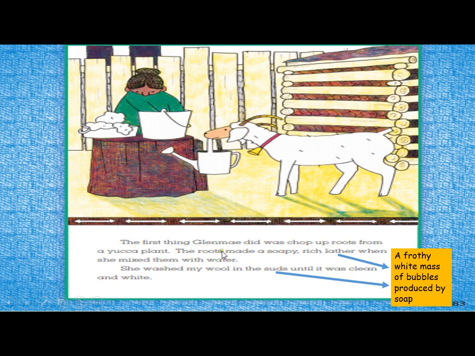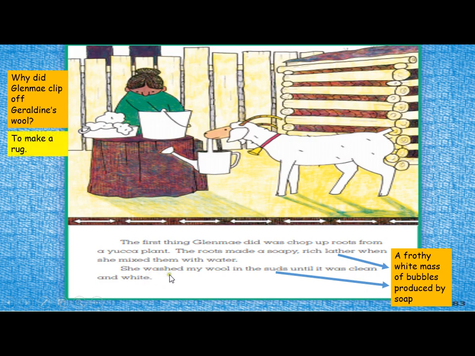The first thing Glenmay did was chop up roots from a yucca plant. Yucca is used instead of soap. The roots made a soapy, rich lather when she mixed them with water. So the yucca plant made a rich lather when she mixed it with water because here the yucca plant works as a soap. So why did Glenmay clip off Geraldine's wool? Because she wants to make a rug out of it.